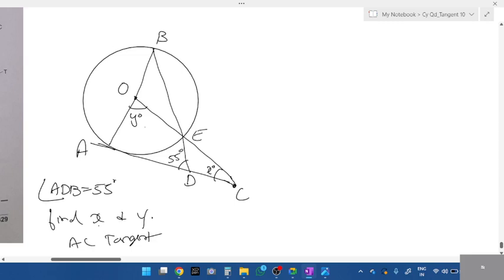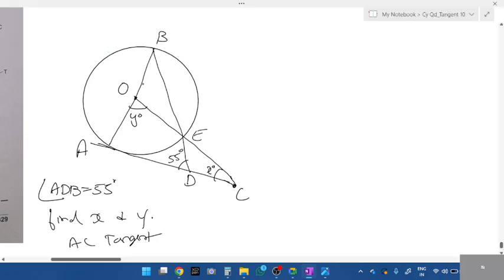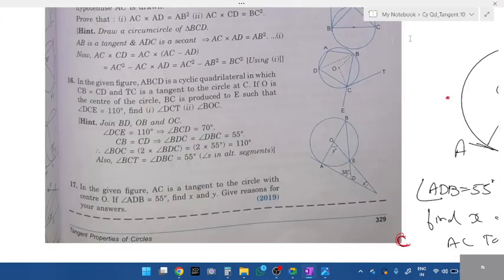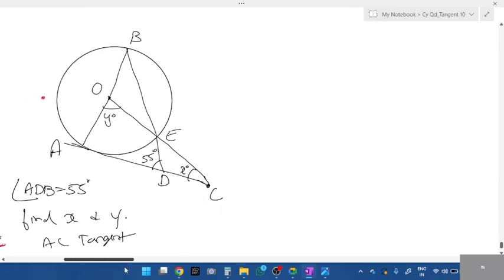Which is tangent here? Which one is tangent? AC is the tangent. Right. O is the center, students. In the given figure, the circle has center O. We need to find x and y.